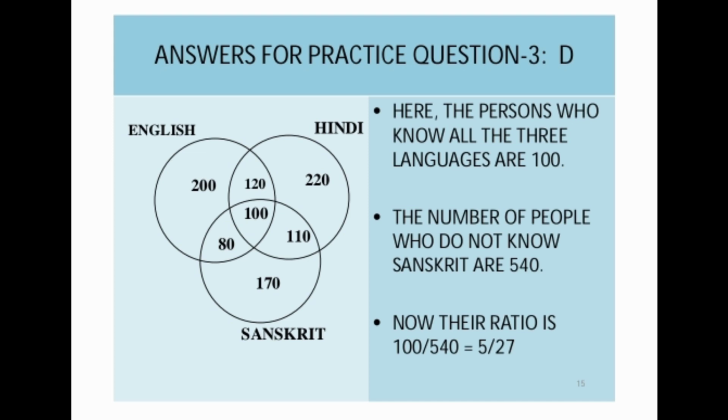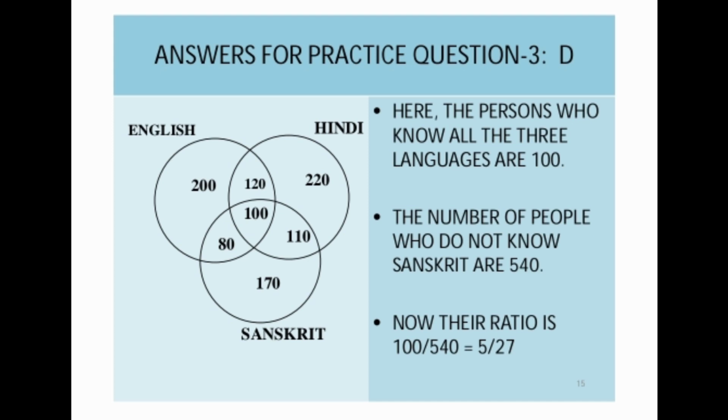Now we should find the ratio. The ratio is 100 by 540. Some of you will ask why we did not take 540 by 100. We did not take 540 by 100 because the question asked is the ratio between those who know all the 3 languages to those. This 2 makes a difference. To those who do not know Sanskrit.